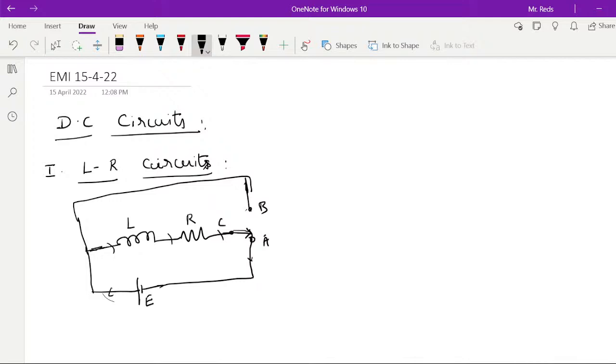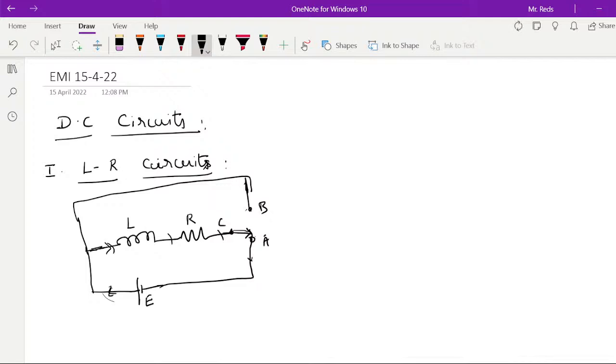We call that a decay circuit. When the switch C is connected to A, the current is said to be growing slowly, and we call this a growth current. When it is connected to the other side, the current flowing in the circuit will be called a decay current. How they happen, we'll see briefly, not in detail.